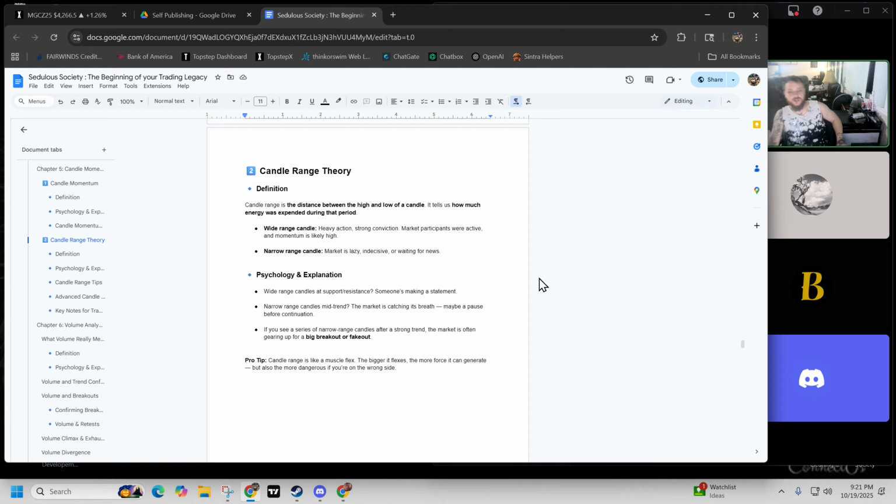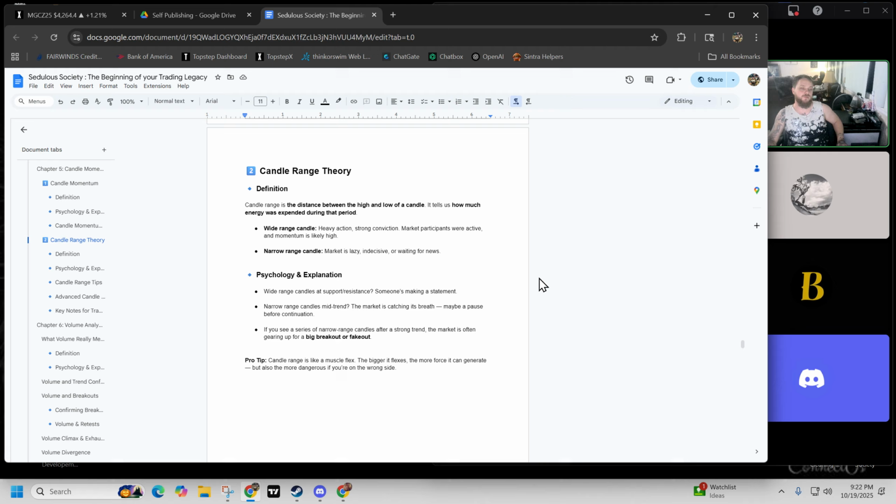Wide range candles are heavy in action, strong conviction. Market participants were active and momentum is likely high. Narrow range candle, market's lazy, indecisive and waiting for news. Wide range candles at support and resistance, someone's making a statement.